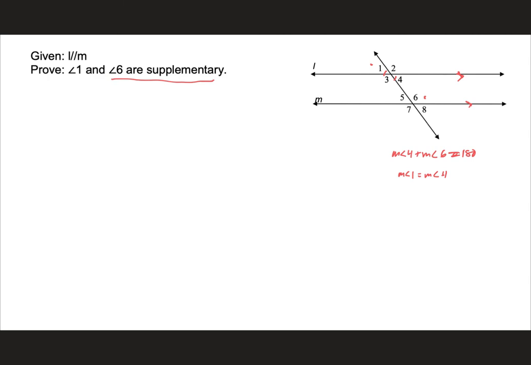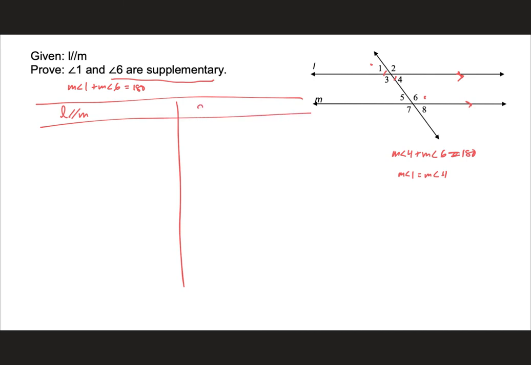As a reminder, I'm trying to somehow prove that the measure of angle 1 plus the measure of angle 6 is equal to 180. All right, that's the step I've got to get to before I can say my last step of the words. All right, here we go. So I have that L is parallel to M, and this is my given. Then I'm going to start with vertical angles. I'm going to start with angle 1, so I know that the measure, whoops, no I don't. I know that angle 1 is congruent to angle 4 because of the vertical angle theorem.